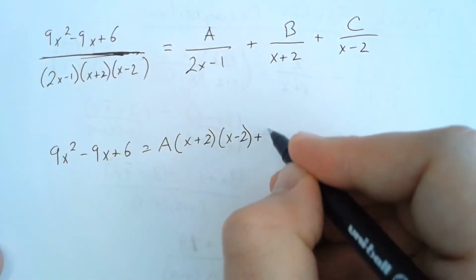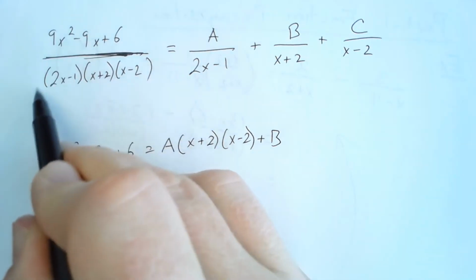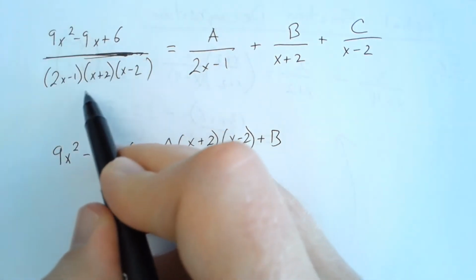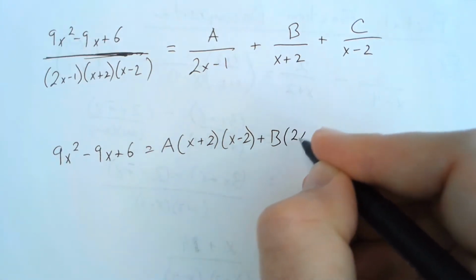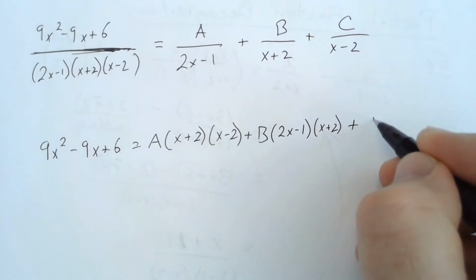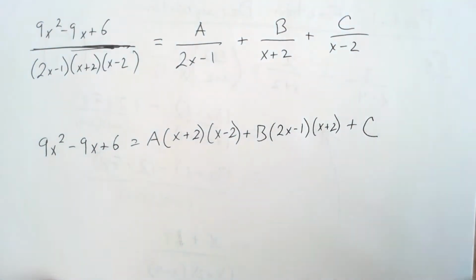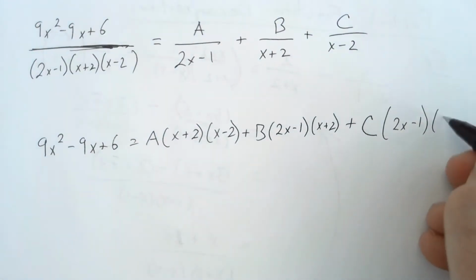I'm then going to have plus B. If I multiply this whole thing by those 3 factors, the x plus 2 is going to cancel, leaving me with the 2x minus 1 and the x minus 2. So I'm going to go ahead and write those 2 pieces down. Plus, and then I'm going to have a C. And on that C, I'm going to have the 2x minus 1 and the x plus 2.